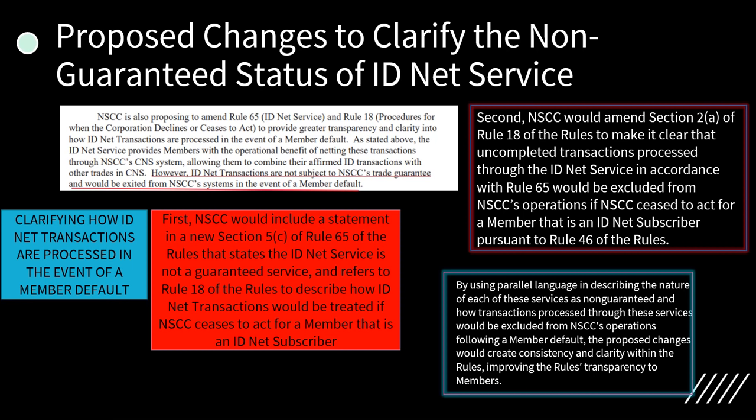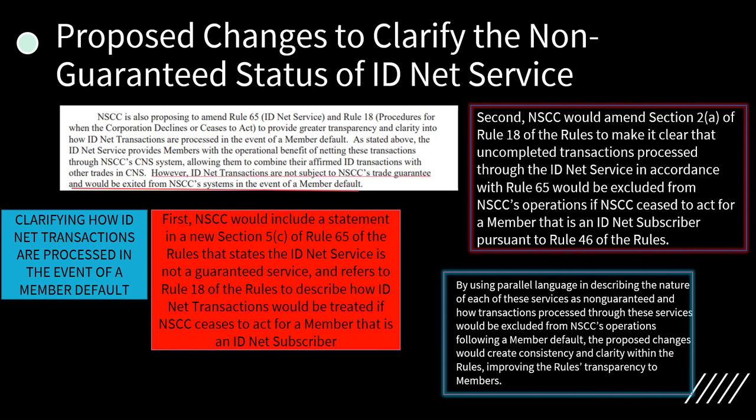So, proposed changes to clarify the non-guaranteed status of ID net service. They have a whole section for this, right? But then they go on to say that it's always been this way. I find that odd. First, they're going to include a statement in new Section 5C of Rule 65 that states that the ID net service is not a guarantee. So again, it's always not been a guarantee, but now they're actually adding to the rule saying that it is not. So I don't know if I buy that.